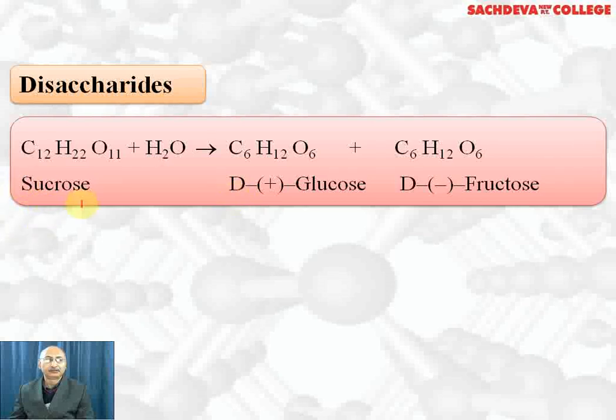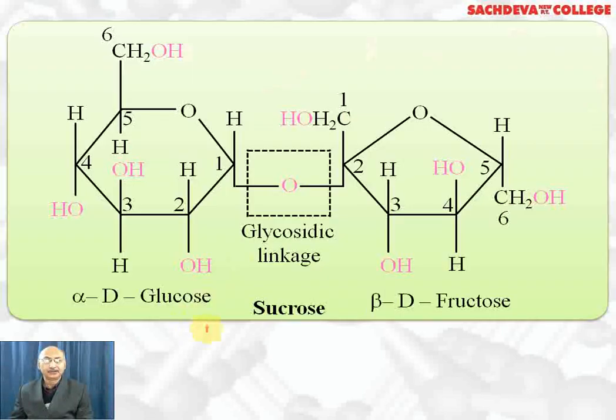Sucrose is one of the disaccharides which on hydrolysis in presence of HCl or invertase gives dextrorotatory glucose and levorotatory fructose. The mixture is called invert sugar. This is the structure of sucrose, which is made up of alpha D glucose and beta D fructose. The oxide linkage between two monosaccharide units in a disaccharide is called glycosidic linkage.